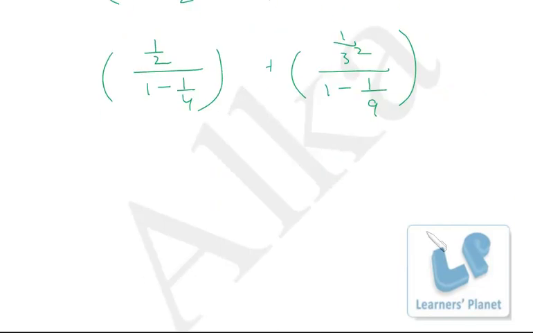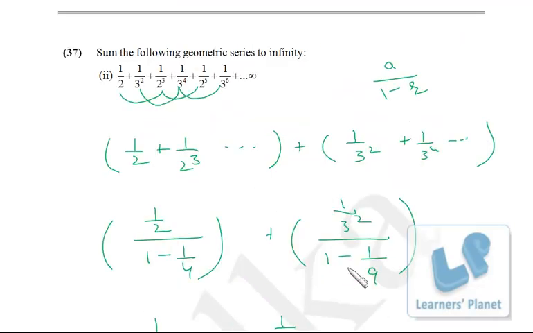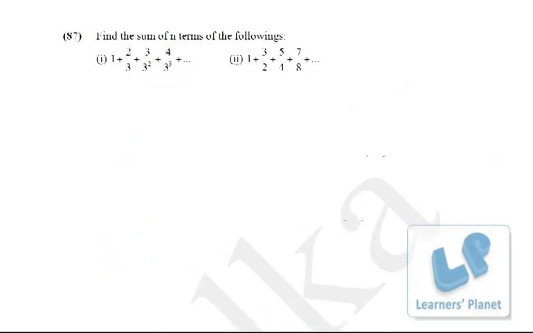Okay, so it is 1 by 2 upon 3 by 4 plus 1 by 9 upon 8 by 9. Okay, so it is 2 by 3 plus 1 by 8. 8 twos are 16 plus 3, and 19 by 24. That will be the sum of this sequence till infinity. Pretty simple.